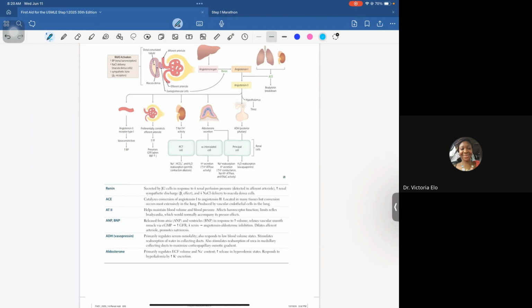So that is why we give the angiotensin inhibitors, or we give the angiotensin receptor blockers. We give these two things, and these are going to improve our mortality outcomes in case of heart failure.